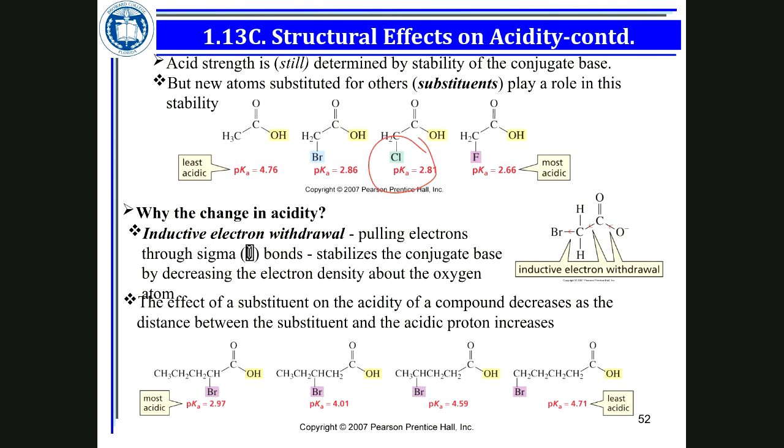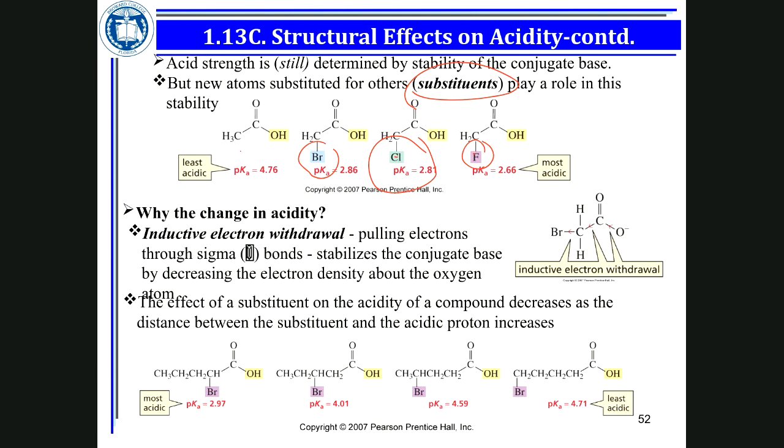Electron withdrawing group is going to increase the acidity. So if you have a carboxylic acid with no chlorine attached to it, a carboxylic acid with bromine attached to it, chlorine attached, or fluorine attached, the greater the electronegativity of this element attached, the stronger the acid is going to be. Also, the substituent, if you have a high electronegativity substituent, is going to increase the acidity.